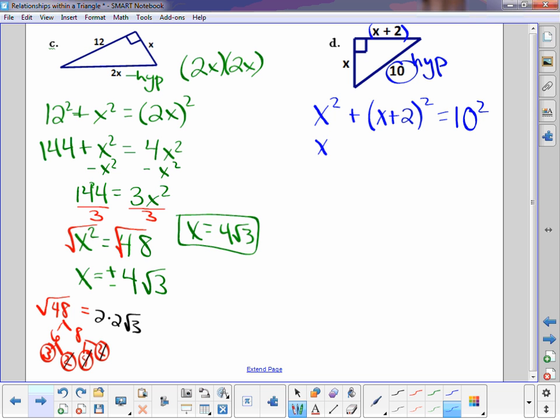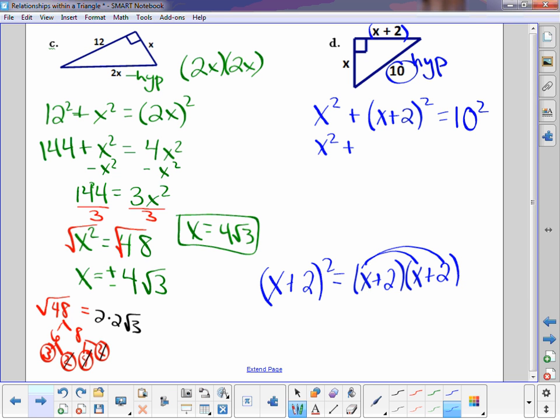Alright, so I have x squared. What is x plus 2 squared? x squared plus 4? x squared plus 4x? Ooh, is it x squared plus 4x plus 4 or x squared plus 4? No, it's not x squared plus 4. What does squared mean? Times itself. Multiplied by itself. And what do I have to do here?